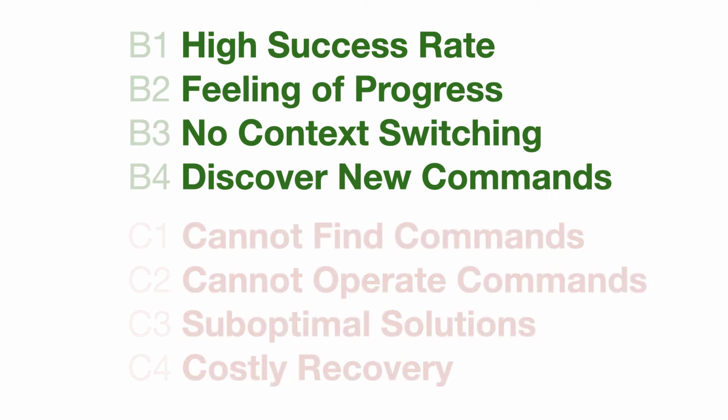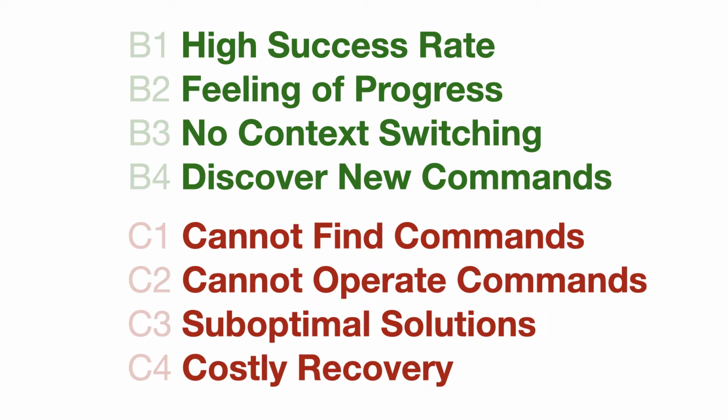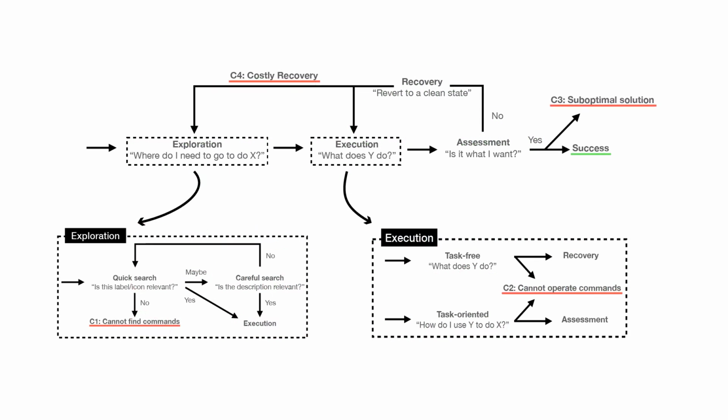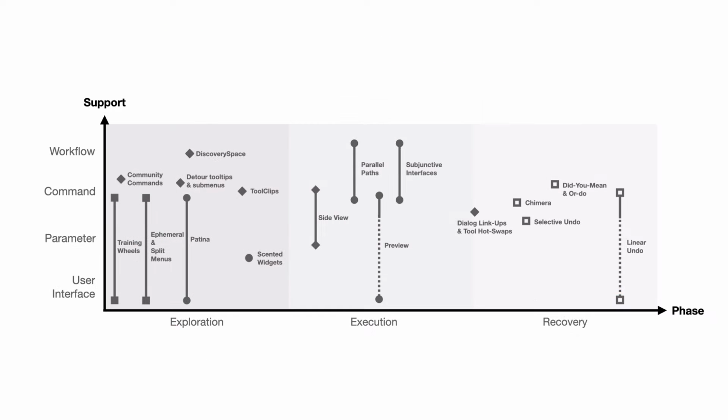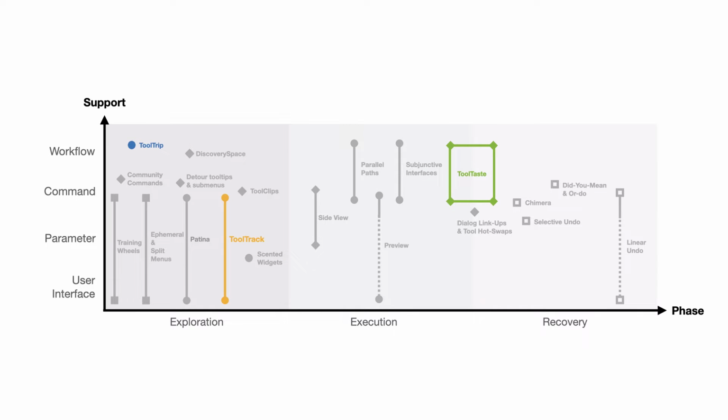Reviewing the literature, we identified 4 primary benefits and 4 main challenges of learning through trial and error, and developed these into a conceptual model and design space. Based on this model and design space, we designed and implemented 3 novel techniques to supercharge trial and error in complex software.